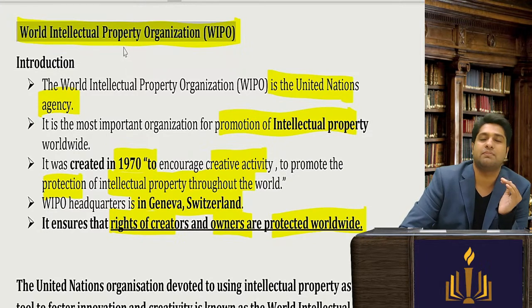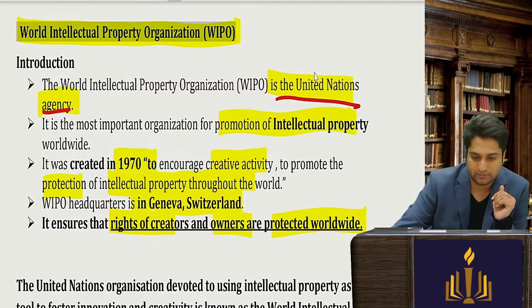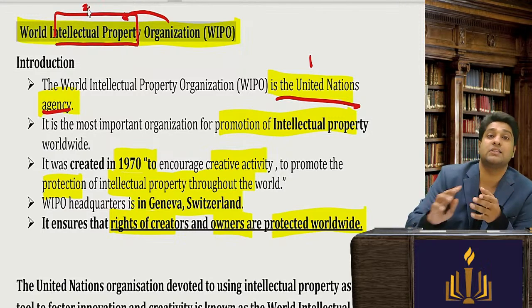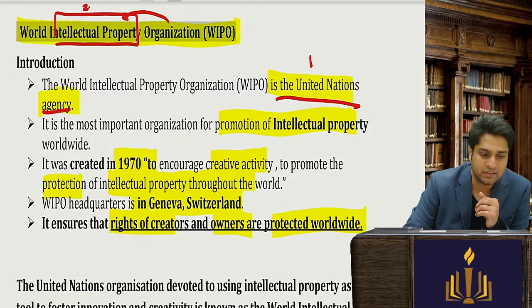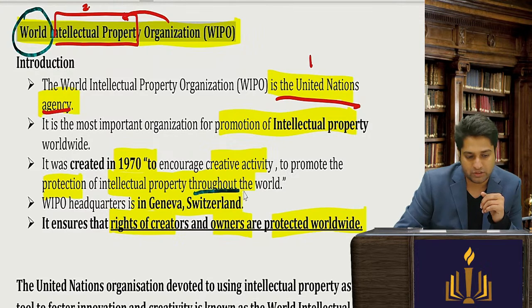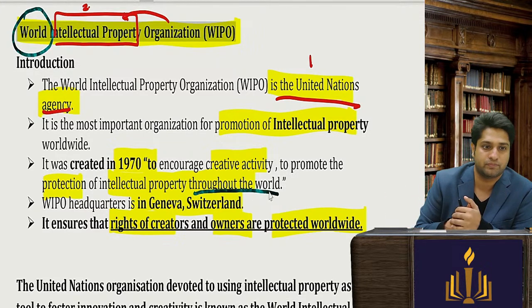So you should know that it must be of United Nations agency. So it is a United Nations agency, one. Second, it is concerned with intellectual property. So we will say it is talking about intangible assets. And third, when we are saying it is world, that means we are saying that intellectual property should be protected, promoted and distributed throughout the world.